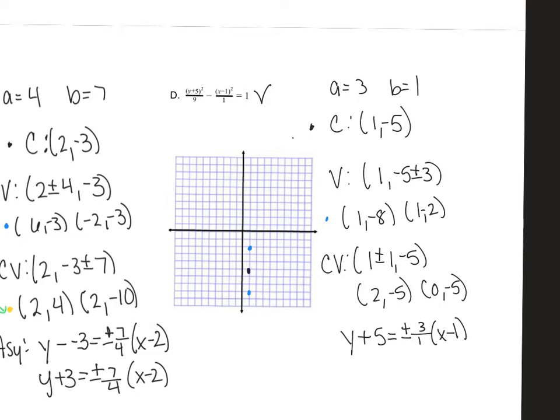My co-vertices are going to be at (2, -5) and (0, -5). So if we create our box and we create our asymptotes, this is a vertical, so this guy goes up here. I didn't do such a great job. Try not to hit that asymptote, but you know, we're working with what we're working with here. Okay.